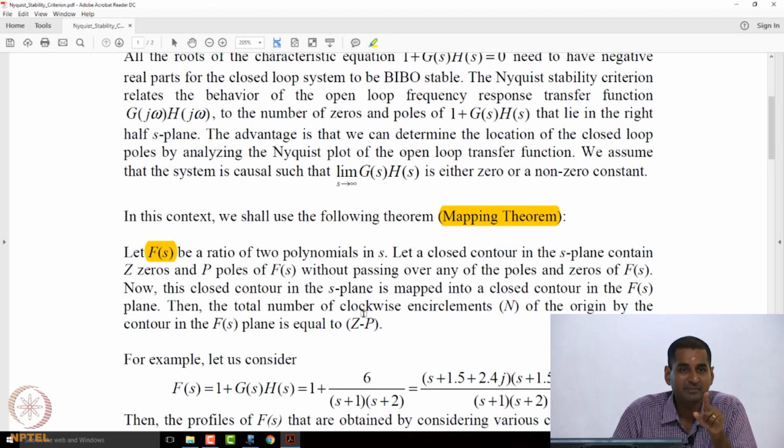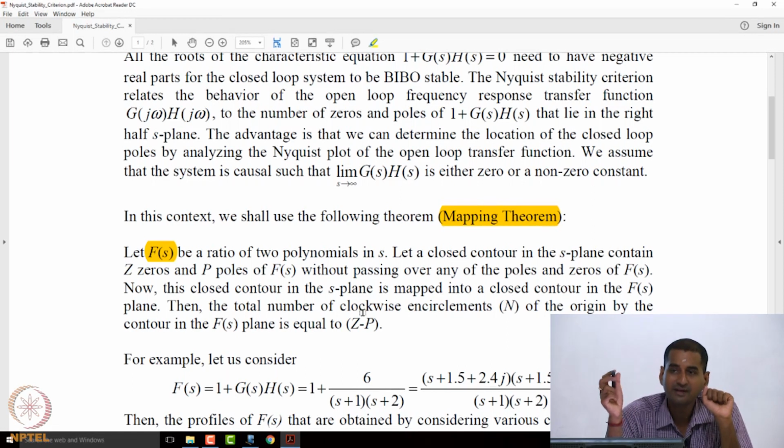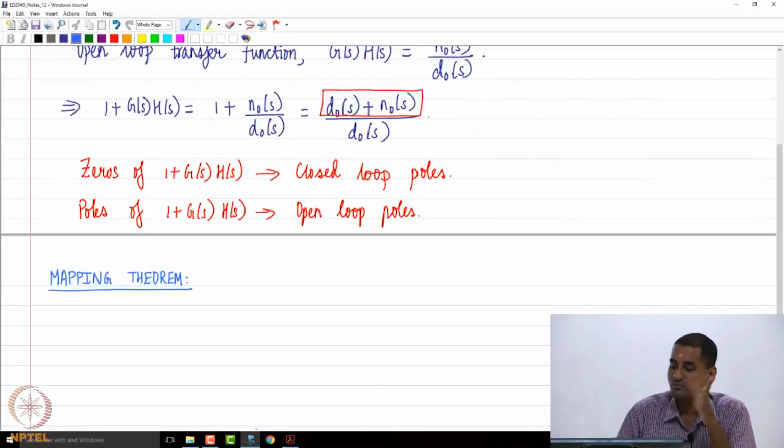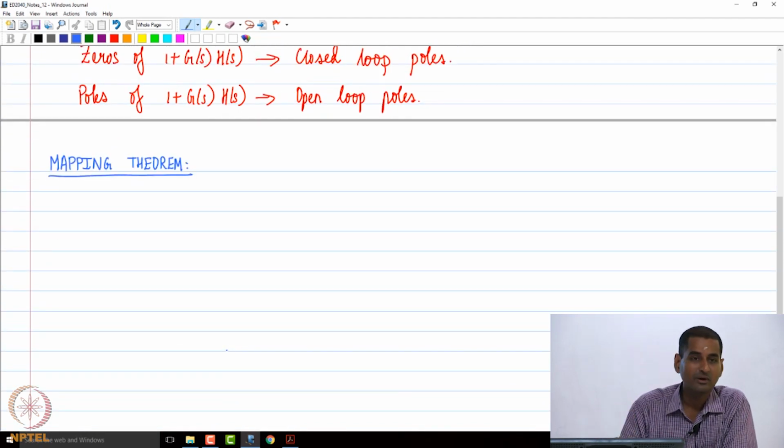What were Z and P? Z was the number of zeros of F(s) within the contour in the S plane. P was the number of poles of the function F(s) which were contained within the contour in the S plane. So Z minus P would be the total number of clockwise encirclements of the origin in the F(s) plane of the corresponding closed contour. So let me illustrate what this is. We have read the statement, so let's see what it means.